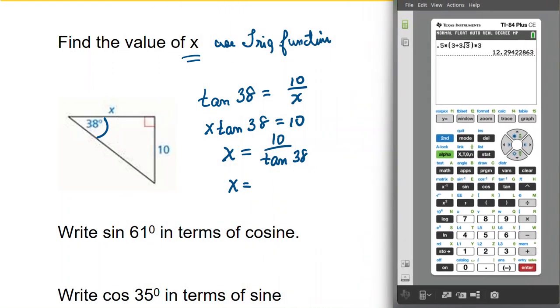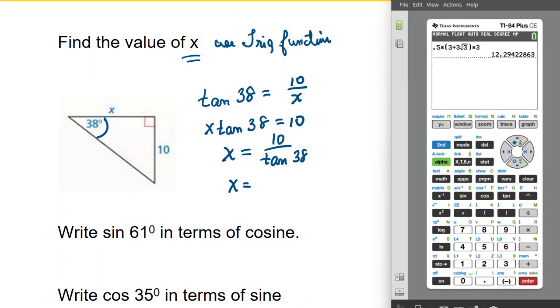Let me put this over here on this side, and I'm going to enter what I see: 10 divided by the tan of 38. And we're going to do 1 decimal. That many units.